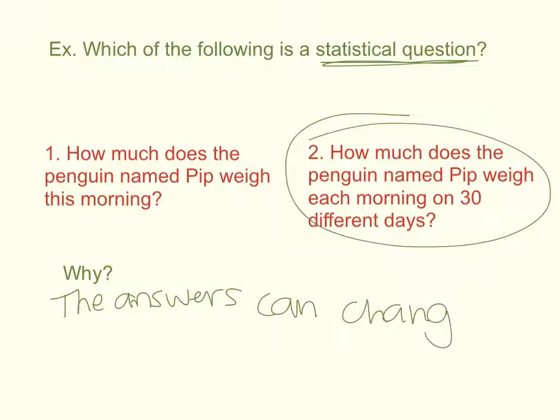Number 1, this first question, only had one answer, and that is not a statistical question. The reason that this one is, is because those answers can vary. They can change. There could be multiple answers throughout those 30 days, and that would be a set of data.